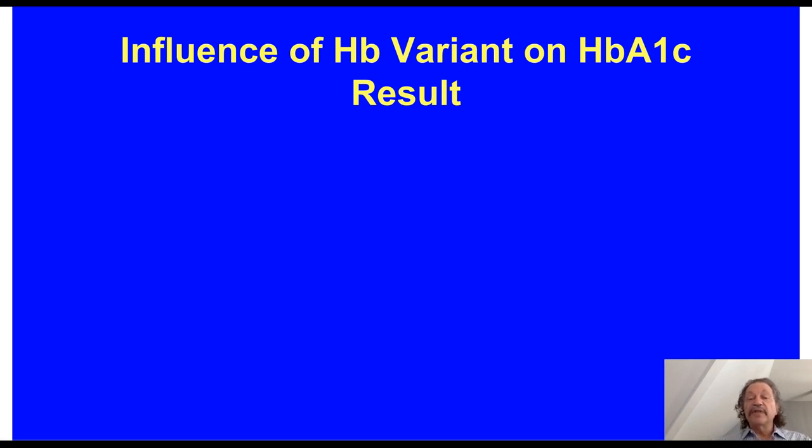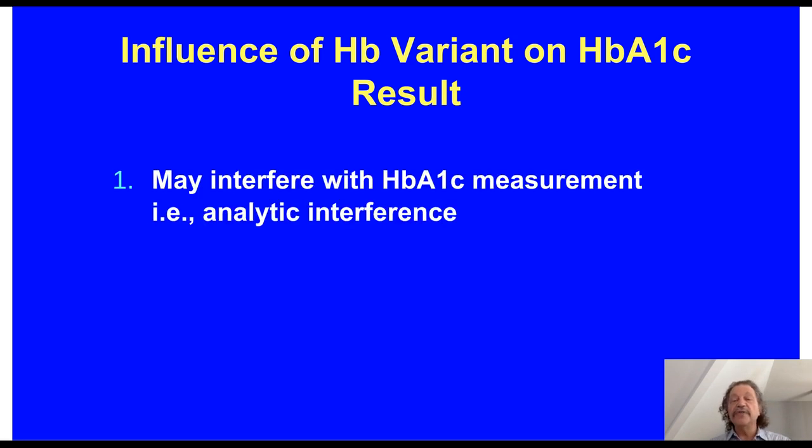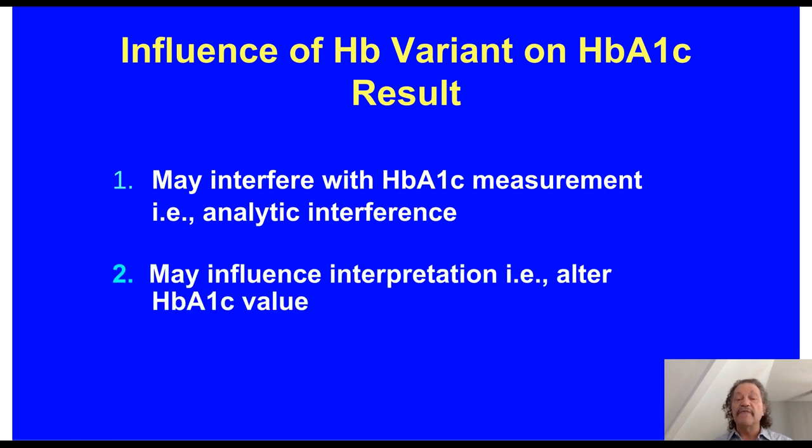So let's talk about the influence of the hemoglobin variant on the hemoglobin A1c result. And I'm going to divide this into two different groups. So if there's a variant, it may interfere with the hemoglobin A1c measurement itself. So this is an analytic interference, happens in the instrument. The patient's hemoglobin A1c reflects their mean glucose. The second category is where the variant may influence interpretation. That means it actually changes the hemoglobin A1c value so that it no longer accurately reflects the mean glucose concentration.